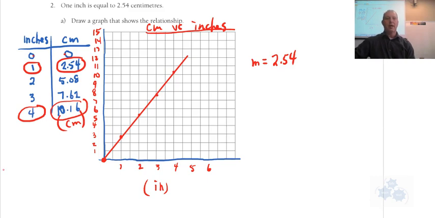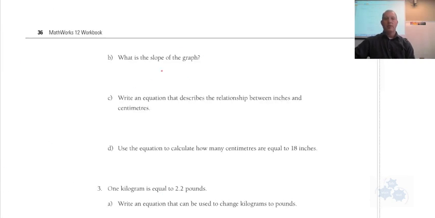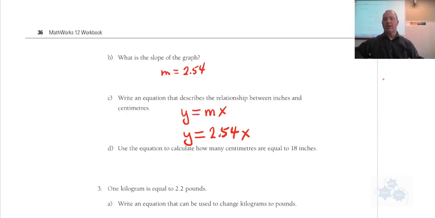So the equation for this line, is that the next question here? Let's see, B. The slope of the graph, well, we said that's 2.54. The equation, y equals m times x. So in our actual equation, we want to put that slope right in there and leave x and y just as they are. Okay, I'm going to let you take a minute here, and I want you to do D. Use the equation to calculate how many centimeters are equal to 18 inches. Remember which one is 18 and which one is centimeters. Fill in the value at the appropriate spot and solve for the other one.